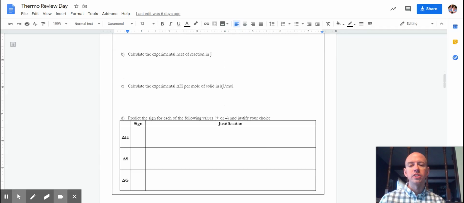Here, we wouldn't need to justify delta S or delta G, but for delta H, we would need to justify that, or it'd be really easy. Temperature went down, therefore it's endothermic. Because, and we would talk about heat flowing from the surrounding solution, the beaker, the graduated cylinder, into the system or the molecule, the heat content of the molecules and atoms themselves.